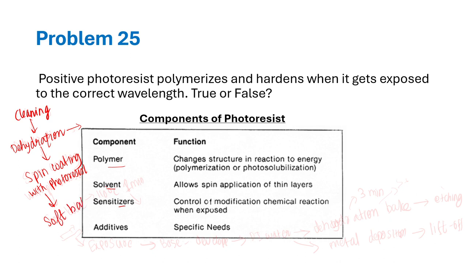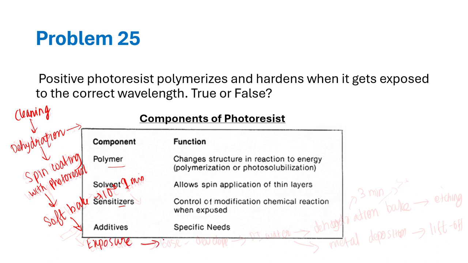So in soft bake, generally it is done at 110 degrees for 1 minute. This is done to partially remove the solvent, not to remove the solvent completely, so that it will become somewhat thicker. It will not be like a liquid on top of the wafer surface, but it will be somewhat solidified, and also it will be more sensitive to the light that we expose. So after soft bake we will proceed with exposure.